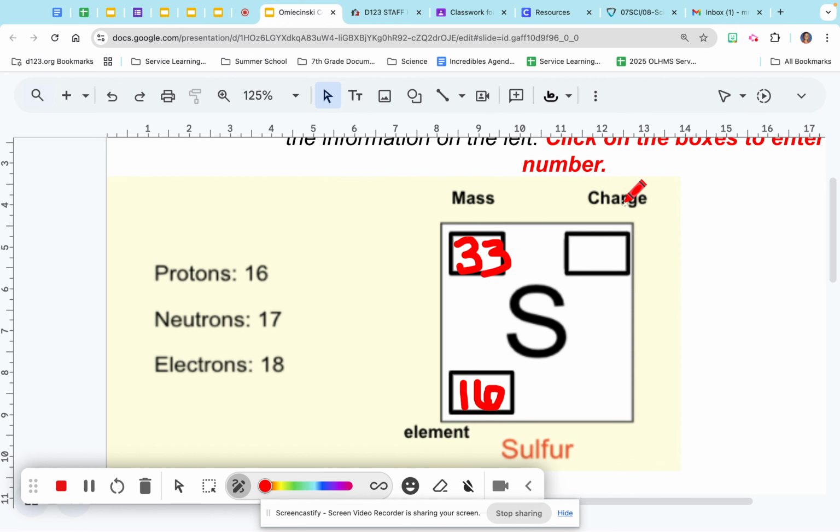Then lastly, we figure out the charge and we subtract protons from electrons. It's very important that you're always putting the protons first, the electrons second. So when we subtract protons from electrons, we get a charge of -2.